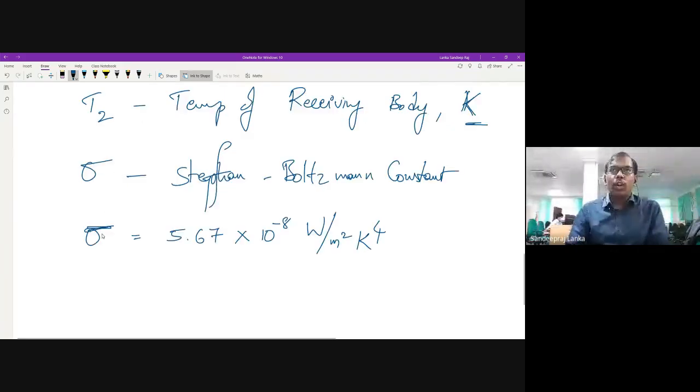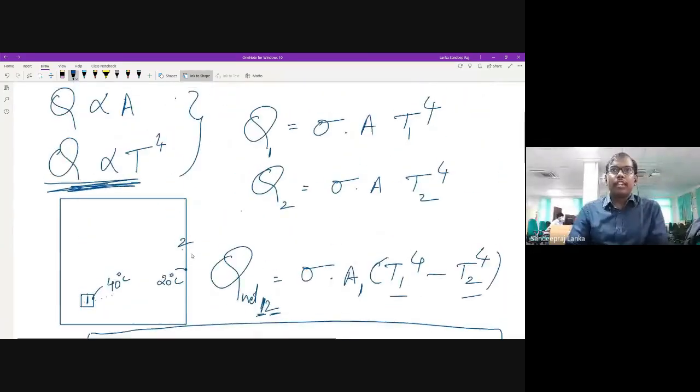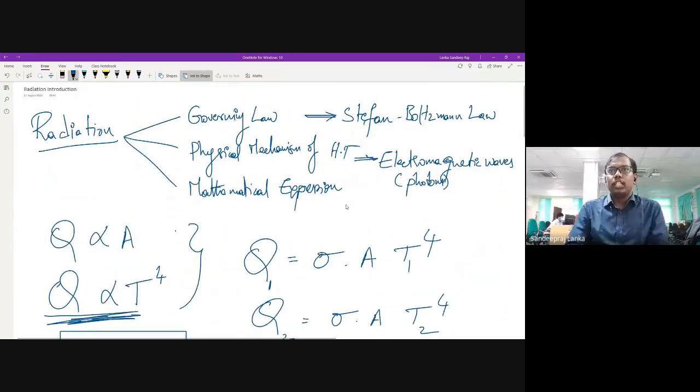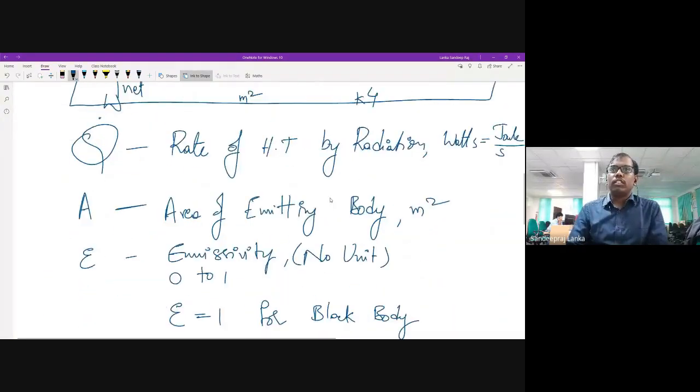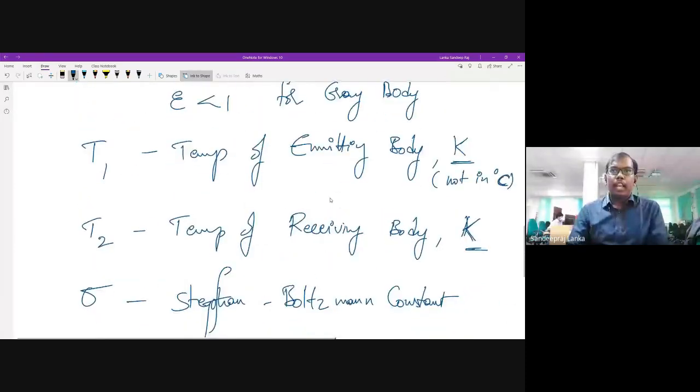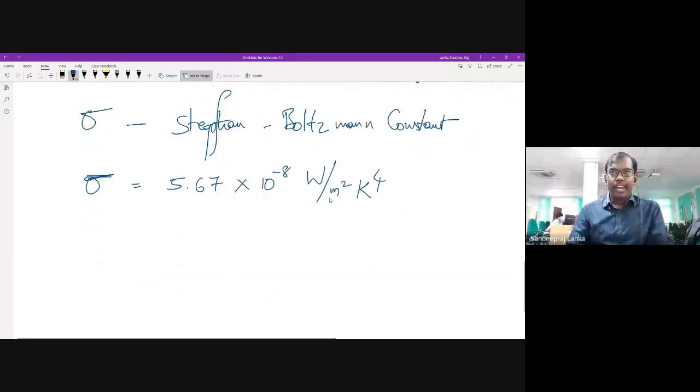So that is the story of your mathematical expression when it comes to radiation. So the mathematical expression is also done. Its governing law is the Stefan-Boltzmann law, and the physical mechanism of heat transfer is electromagnetic waves or photons. And then when it comes to mathematical expression, this is the story. Now let us move ahead and look into a simple problem. Okay, let me take a problem.